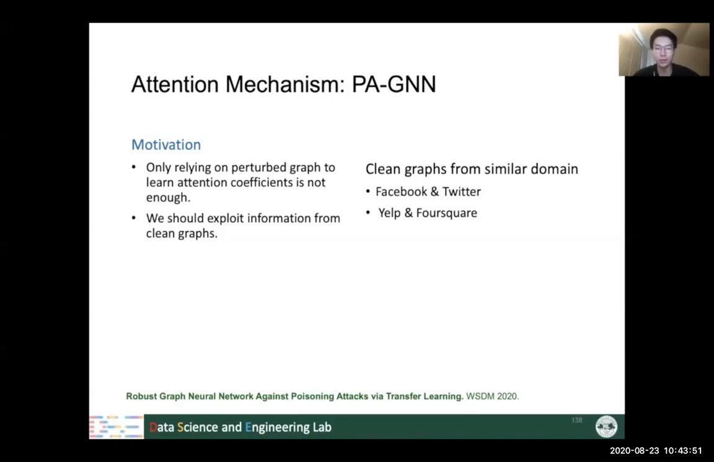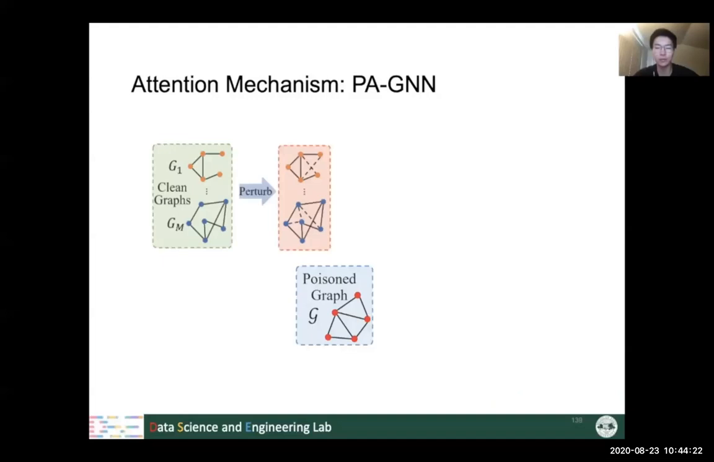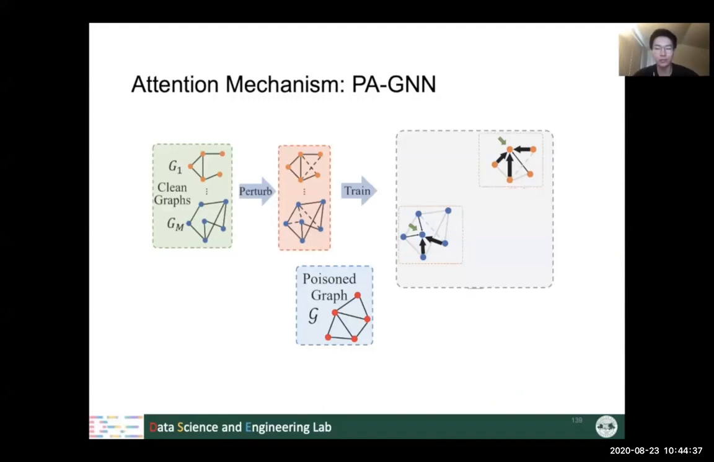So if we can obtain these graphs from a similar domain, we can turn to transfer learning or meta learning to leverage such information. Now let's look at the framework of PAGNN. First, we are faced with the poisoned graph G, and then we try to find some clean graphs G1, G2, ..., Gn from a similar domain and perturb those graphs by ourselves. Since we are the ones who perturb the graphs, we know which edges are adversarial and which are not. Such information can be used to guide the training of the graph attention model, which will penalize those adversarial edges or nodes. Further, since the current model is trained only on the clean graphs, we need to transfer this information to the current poisoned graph G.